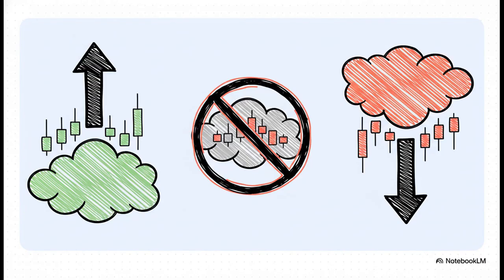And this right here is probably the simplest but most powerful part of the cloud. It's simple. Price is trading above the cloud, we're bullish, we're only looking for buys. Price is below the cloud, we're bearish, and we're only looking for sells. And what if the price is stuck inside the cloud? That's our signal to just sit on our hands. It's a no-go zone. It really is that simple.